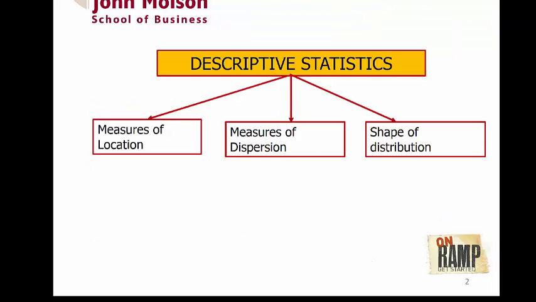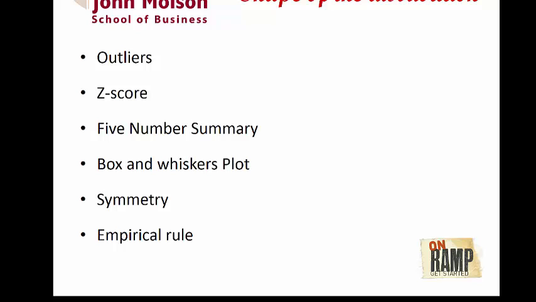For the last two modules, we've looked at measures of location and measures of dispersion, and now we will look at the shape of our distribution. We will look at outliers: what are they and how do we identify them? We will look at Z-scores, the 5-number summary, box and whisker plots, symmetry, and the empirical rule.